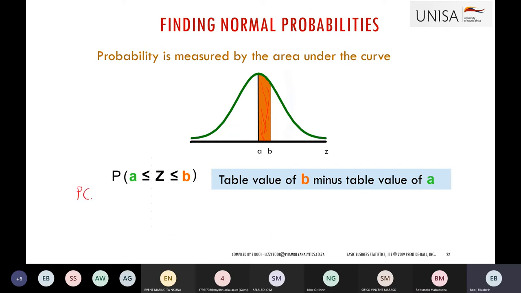So when we find this probability, it's easy. We're going to find the value on the table. We're first going to find the probability of Z less than B, so we take this side first, minus the value we find on the table for the probability of Z less than A. So we take the table value for the B side and subtract the table value we find for A. And that will give us the probability of between. So we say that minus that side.